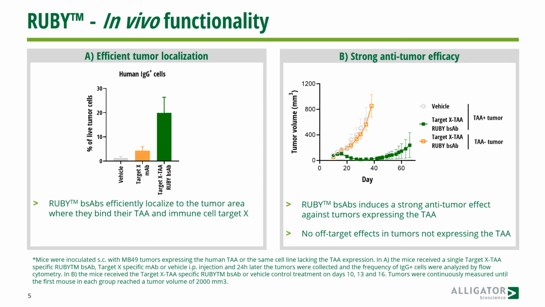In figure B on the right, we show a strong anti-tumor efficacy induced by RUBY bispecific antibodies. Here, the mice received RUBY bispecific antibody or vehicle control treatment on days 10, 13, and 16, and the tumors were measured continuously until the first mouse in each group reached a tumor volume of 2000 cubic millimeters.